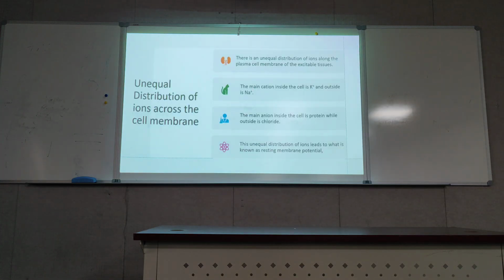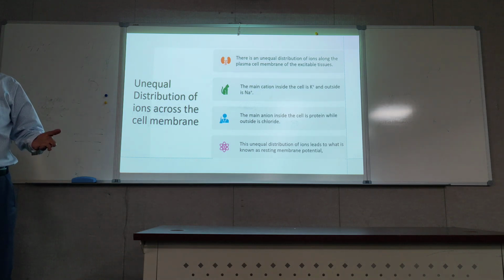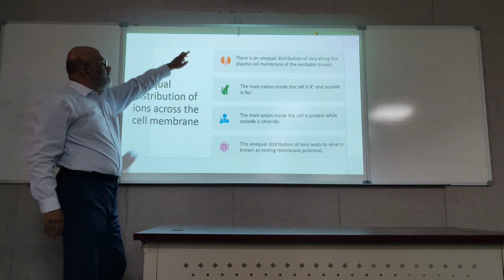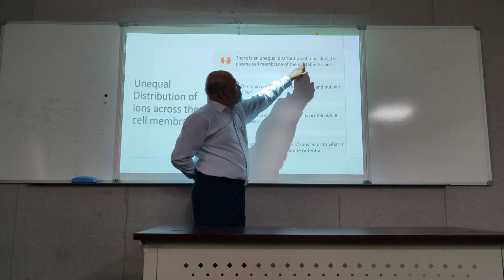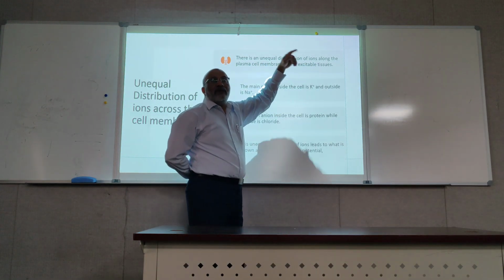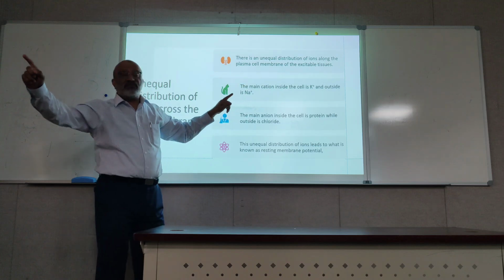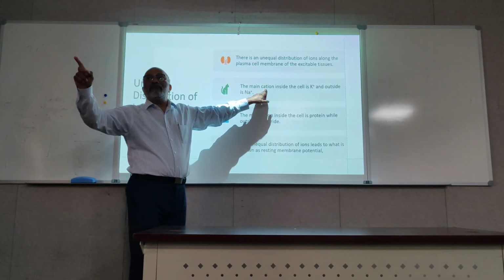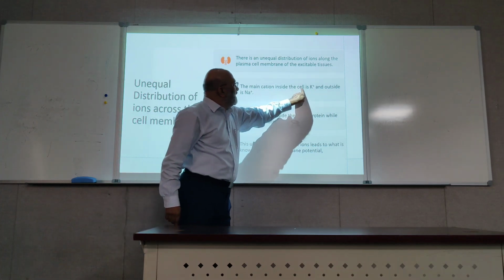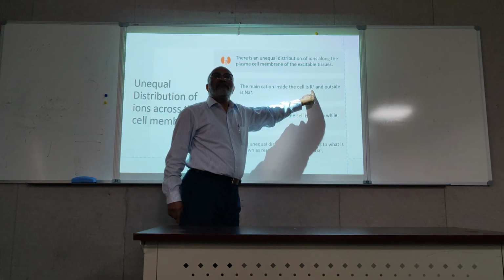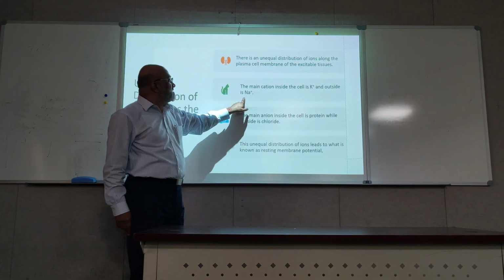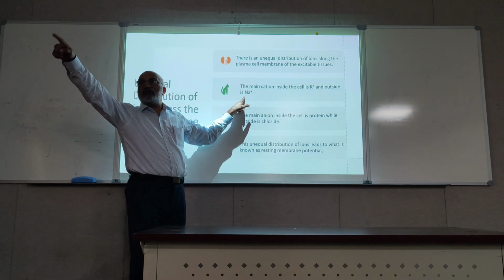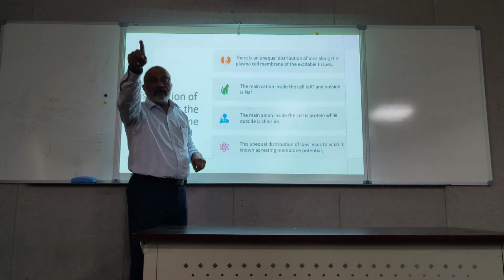Why is there a resting membrane potential? Why is there a difference? Have I discussed it with you in detail? Point number one, unequal distribution of ions. Now for MCQ, the main cation is positive. Inside the cell is, outside the cell is, extracellular fluid, intracellular fluid. So write this MCQ.